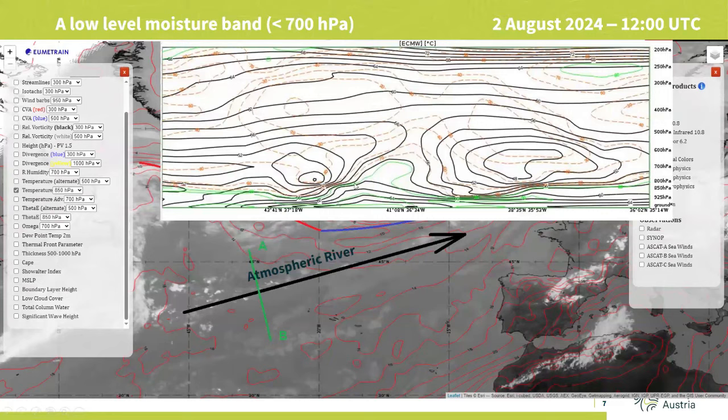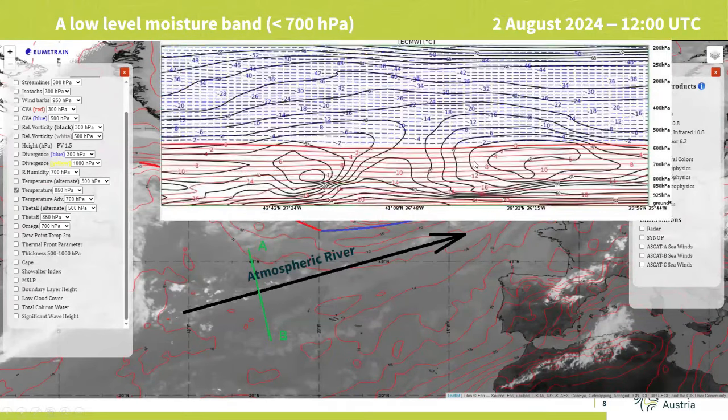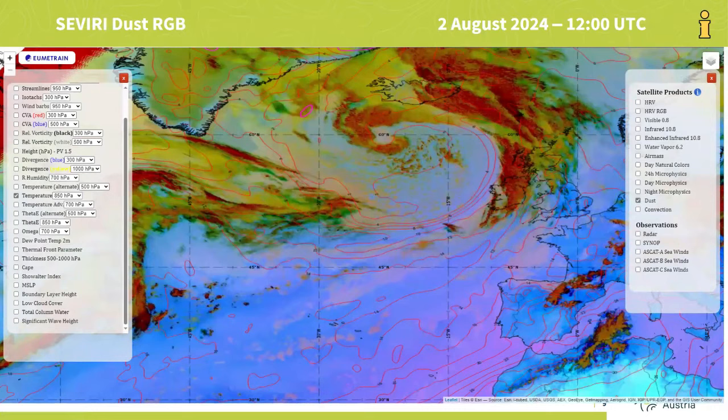You see this bulge of moist air below 700 hectopascal. And as I told you before, there is no temperature gradient. So this is not a front. These black lines here, which depict the equivalent potential temperature, are only due to the humidity and not to the temperature. Yes, the dust RGB, and Christian has shown an example in his presentation, is able to depict low-level moisture. So you can use the dust RGB to see if there is an atmospheric river.